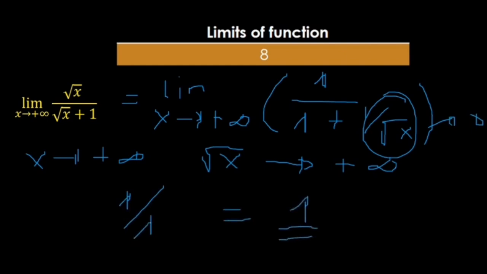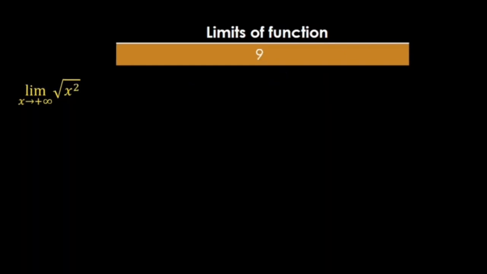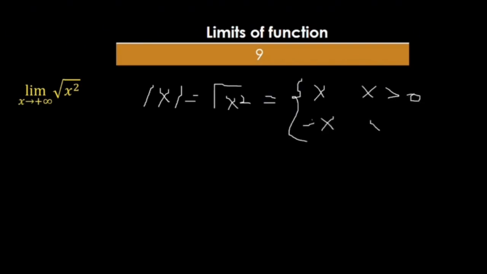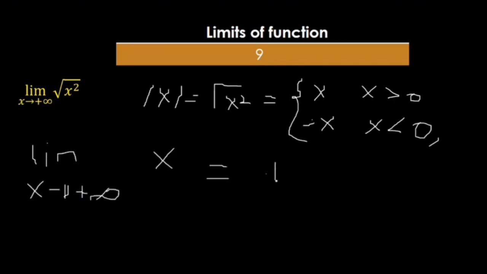Moving to the next question, you have the limit as x tends to plus infinity of the square root of x squared. We know that the square root of x squared is the same as the magnitude of x. That is equal to x when x is greater than 0 and minus x when x is less than 0. Here x tends to plus infinity, therefore x is greater than 0. Therefore the answer will be equal to the limit as x tends to plus infinity of x, that is equal to plus infinity.